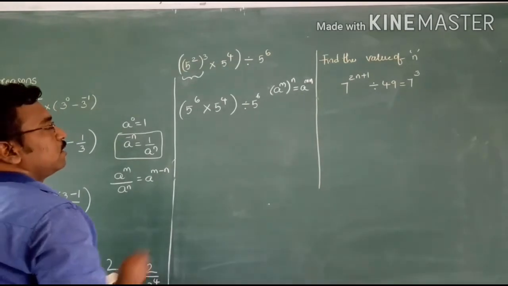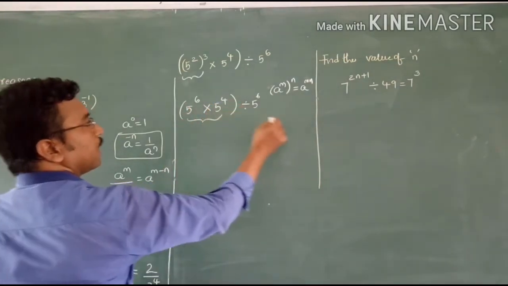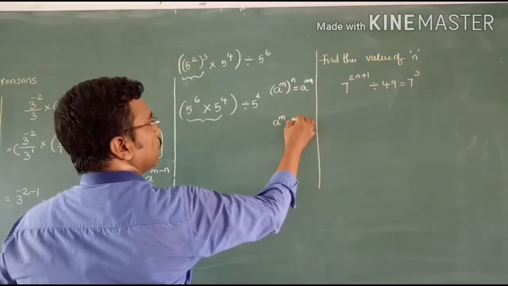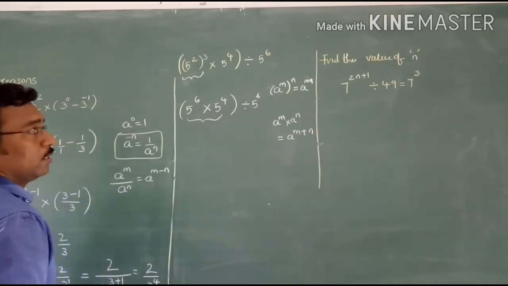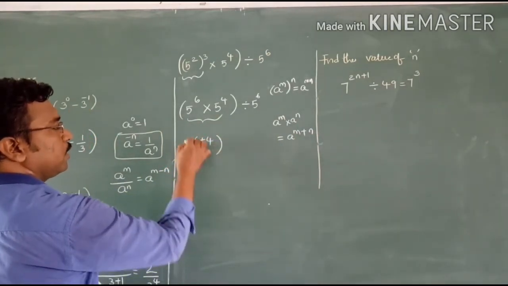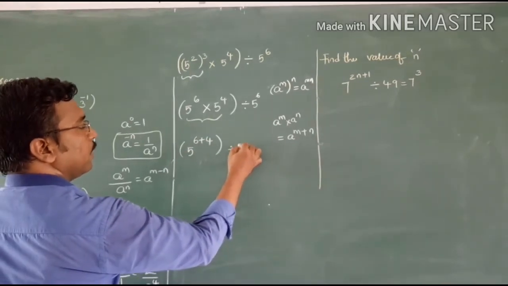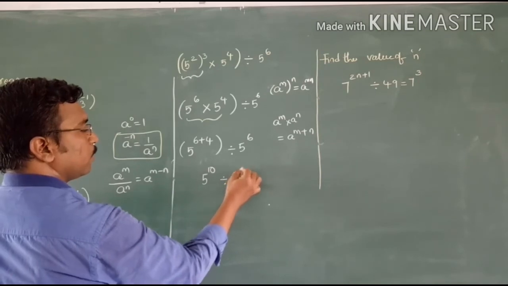Once again, this is in which law? A power m into a power n. A power m into a power n is equal to a power m plus n. So 5 power 6 plus 4, divided by 5 power 6. 5 power 10 divided by 5 power 6.